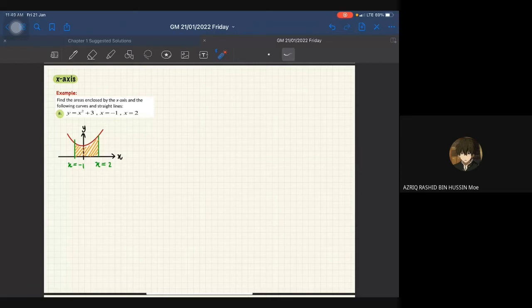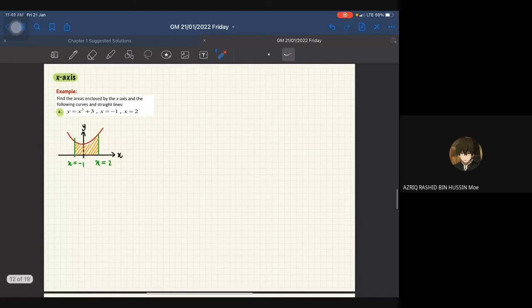Okay, so let's look at this one. I will not repeat how to draw the graph; I'll jump straight in. If you forget, study on your own. Alright, for this one we have y equal to x square plus 3. Okay, so that is how our graph looks like, the red one. And then the question asks us to find the area when the graph is enclosed by the x-axis.